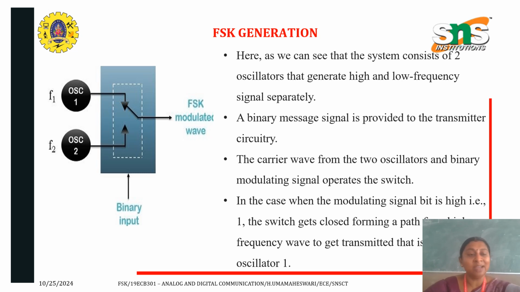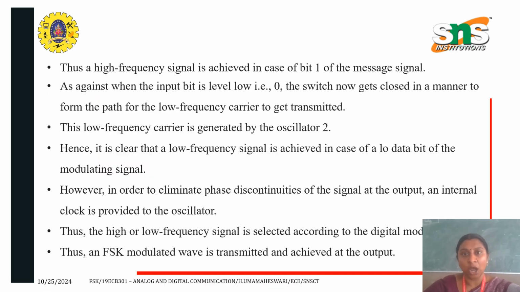Here we'll see about the FSK generation. As we have seen, the system consists of two oscillators that generate high and low frequency signals separately. The binary message signal is provided to the transmitter circuitry. The carrier waves from the two oscillators and the binary modulating signal operates as the switch. When the modulating bit is high, that is 1, the switch gets closed, forming a path. Then the frequency wave to get transmitted will come from oscillator 1. Thus a high frequency signal is achieved in case of bit 1 of the message signal.